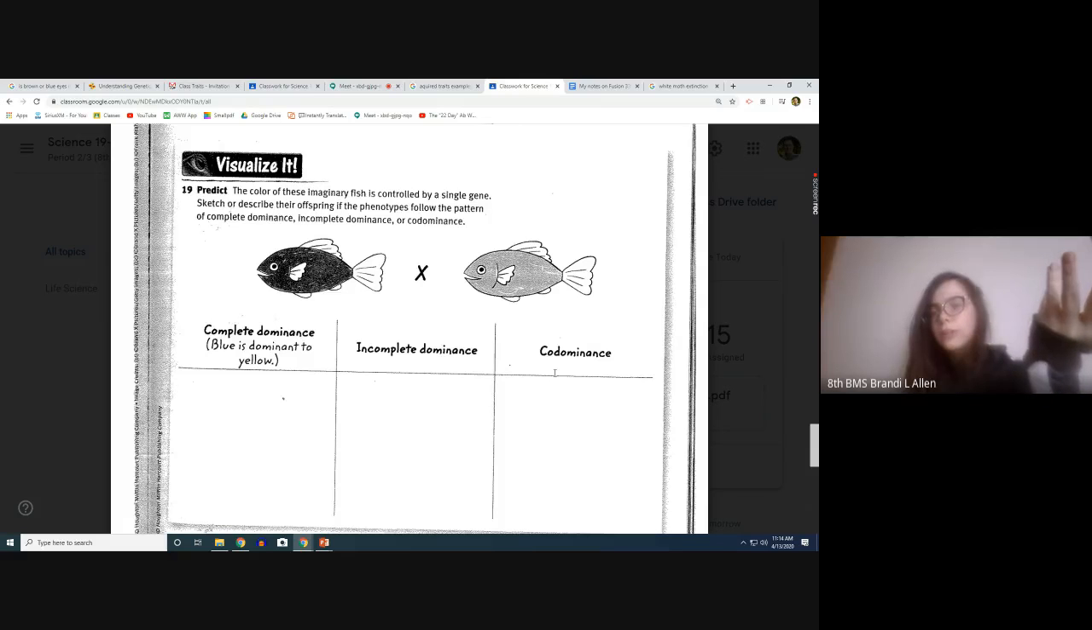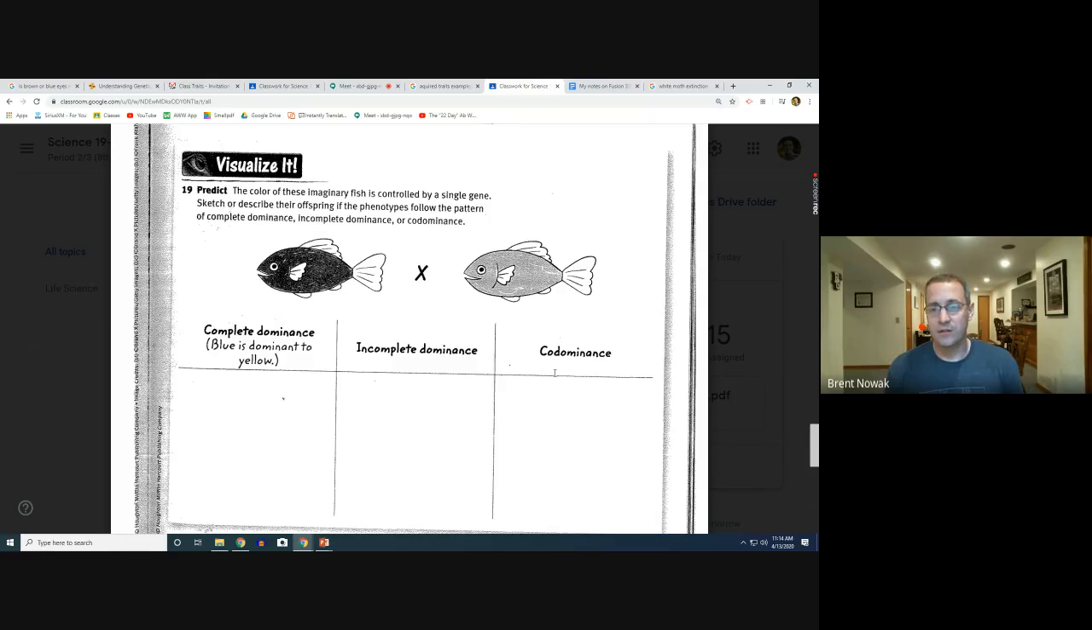Which rainbow one? There's a book that has a rainbow fish. Yeah, sure. I know exactly what you're talking about. I should have brought it. That's an awesome idea. Okay.